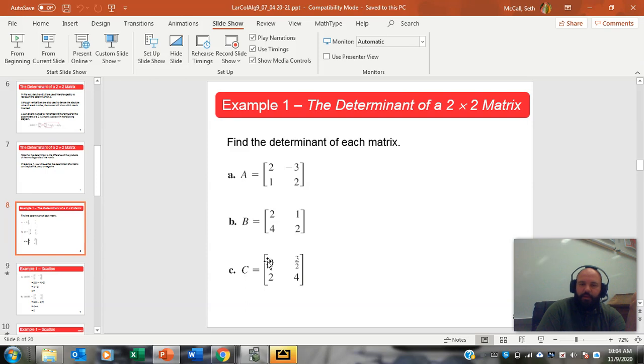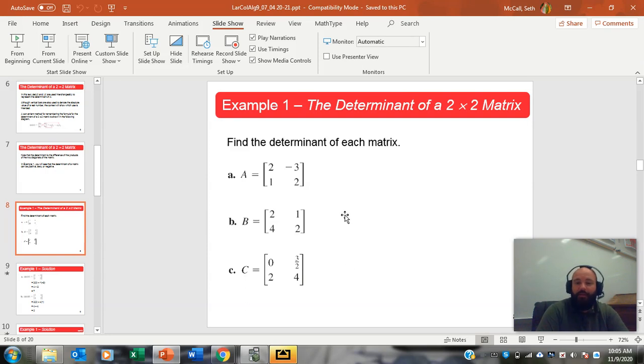Even with this one, 0 times 4 is 0, and then 2 times 3 halves would be 3. 0 minus 3 is -3. So this one would be -3. And again, you could type it in your calculator and do it like I showed you for part A if you'd prefer to do that. It does take a little bit longer for 2 by 2s.